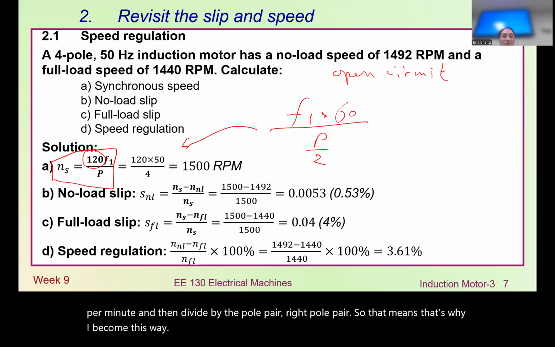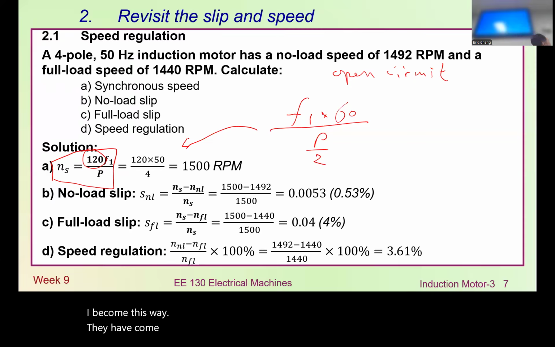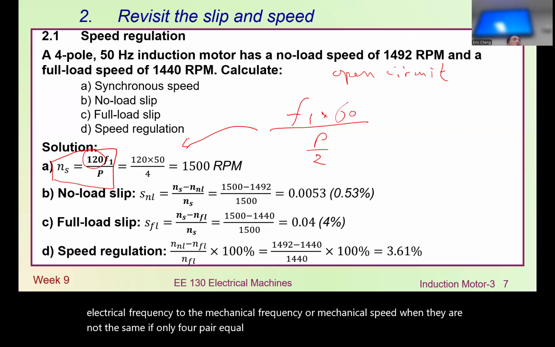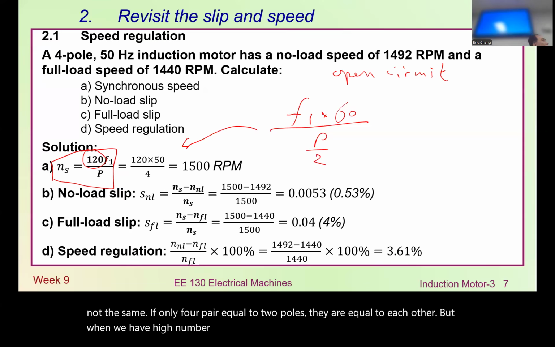That's where it comes from. So we use this formulation quite a lot to try to correlate the electrical frequency to the mechanical frequency or mechanical speed, right? They are not the same. Only if the pole pair equals two poles are they equal to each other. But when we have a high number of pole pairs, the speed gets lower and lower.